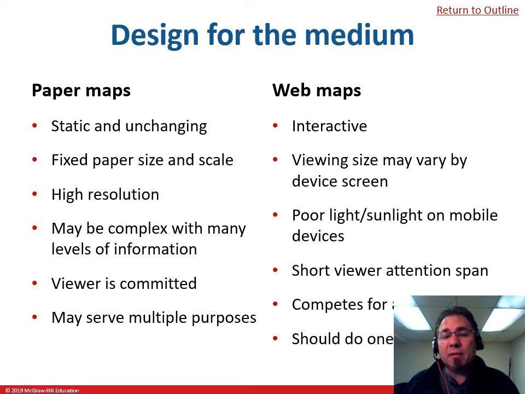However, web maps are nice because they're interactive. You can sometimes download things on some. The viewing size may vary. One of the downsides is the poor sunlight on mobile devices, things like that you have to be aware of if you're in a sunny area. And then here's the unfortunate reality. Short attention spans compete for attention. So we all know that. We all get distracted by Facebook, Twitter, whatever it is. So that's one of the downsides of having things up on the web.